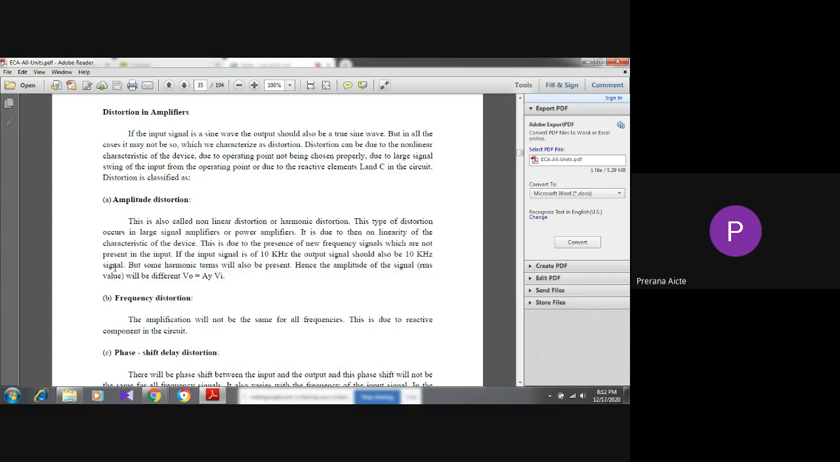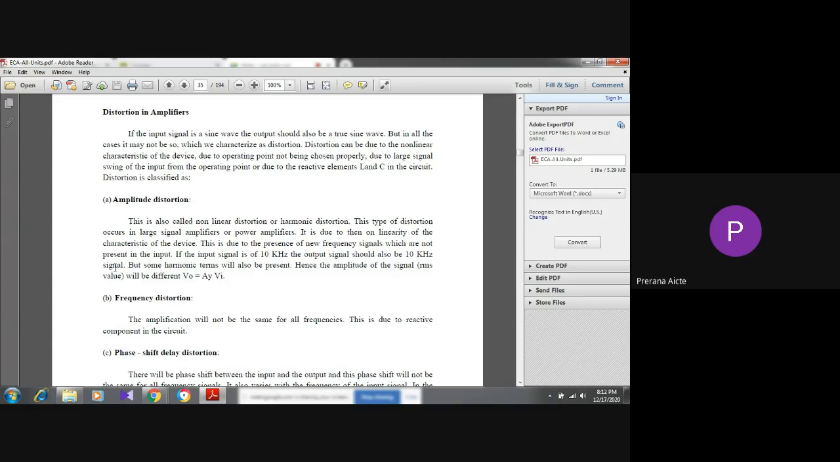So what is the point here? This type of distortion occurs especially in large signal amplifiers or power amplifiers. Another name is large signal power amplifier. It is due to the non-linearity characteristics of the device.